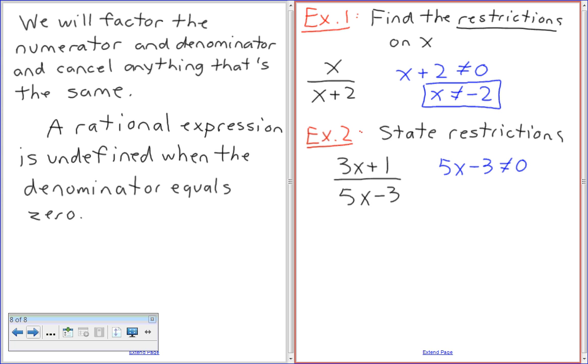Julia, can you solve for x, please? Solve for x, go ahead. 5x is not equal to 3. Good. x is not equal to 3 over 5.